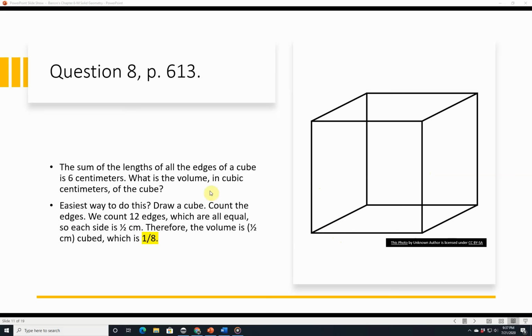Okay, so then I just divide 6 centimeters by 12, and then I know, oh, the edge length is just 1/2 of a centimeter. So the volume is going to be 1/2 of a centimeter cubed, and then 1/2 times 1/2 times 1/2 is 1/8. Or you can just go 1 over 2 cubed, which is again 1/8. So there's our answer, 1/8 of a cubic centimeter.